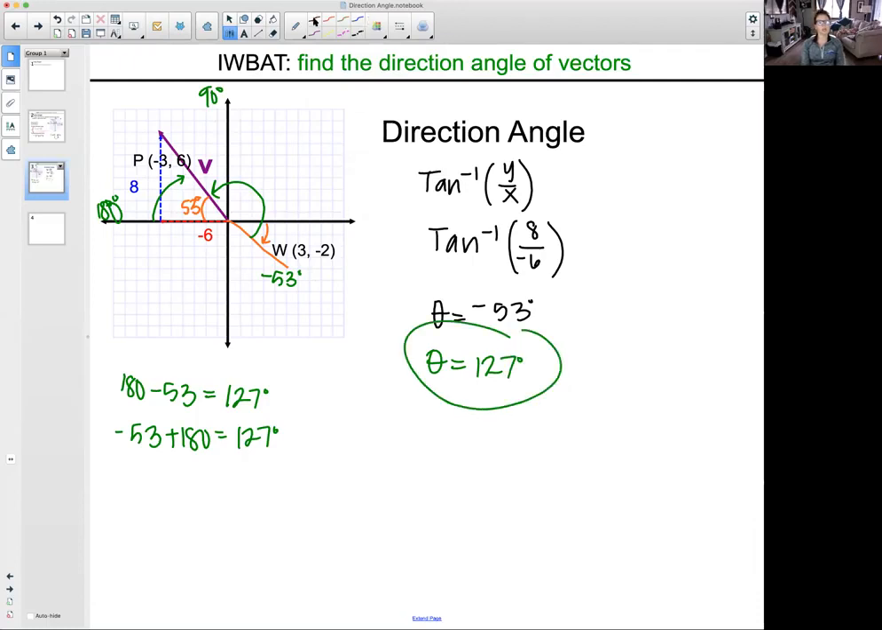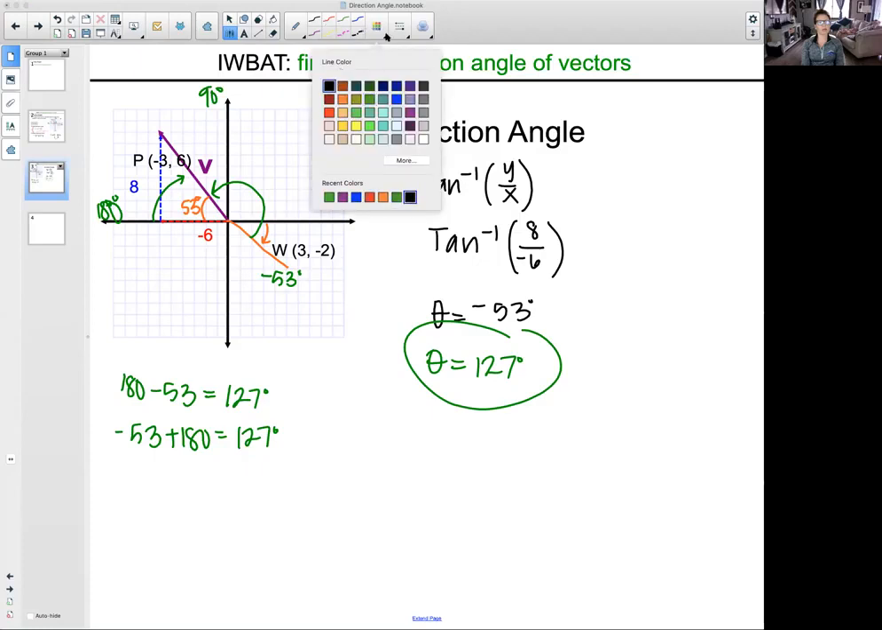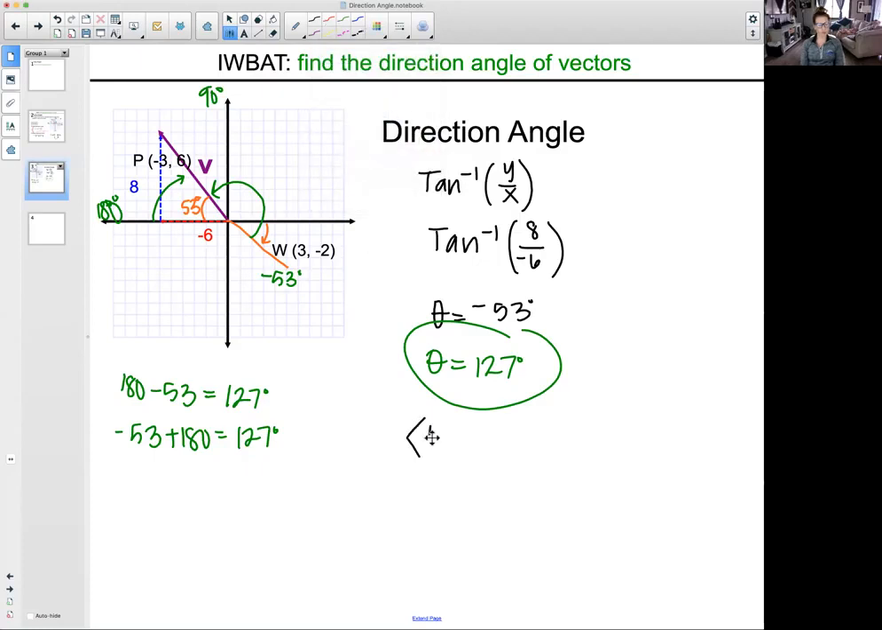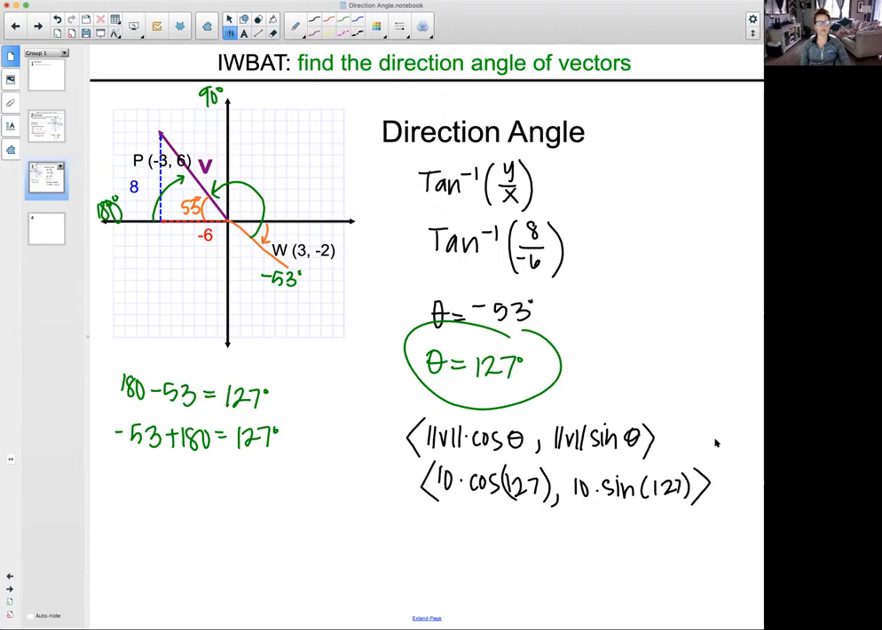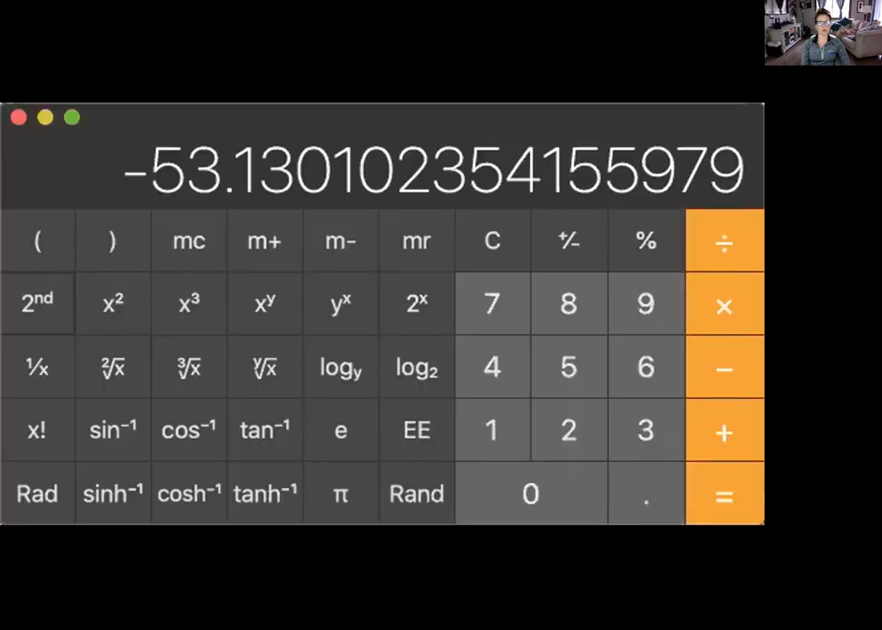Then I'm going to plug this into that component form, where I said you can check it by doing the magnitude of the vector times cosine of the direction angle, and then magnitude times sine of the direction angle. Remember that the magnitude was 10, and now we just found the direction angle to be 127 degrees. So we'll do 10 times cosine of 127 and 10 times sine of 127, and these should give us our components back. So let's plug those into the calculator.